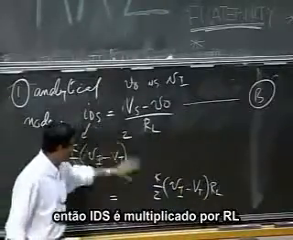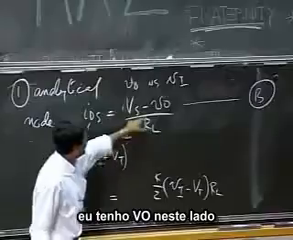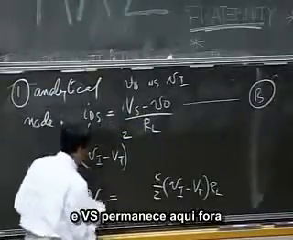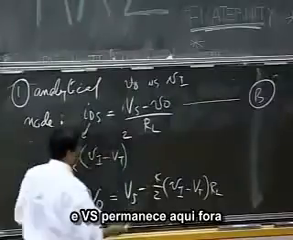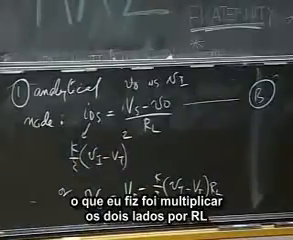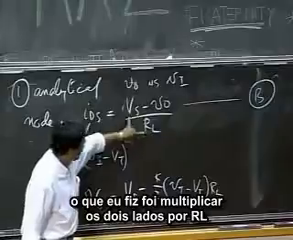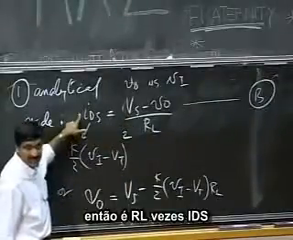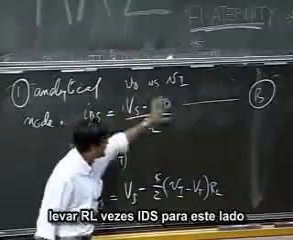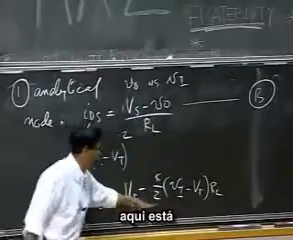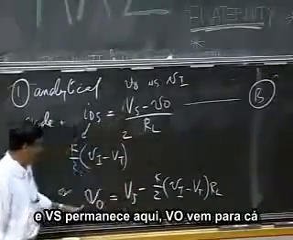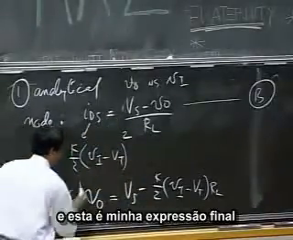So IDS gets multiplied by RL, and I get V naught on this side, and VS remains out here. Okay, so all I've done is multiply both sides by RL, so it's RL IDS. Taken RL IDS to this side, that's here, I get the minus sign. And VS stays here, V naught comes here. So that's my final expression.